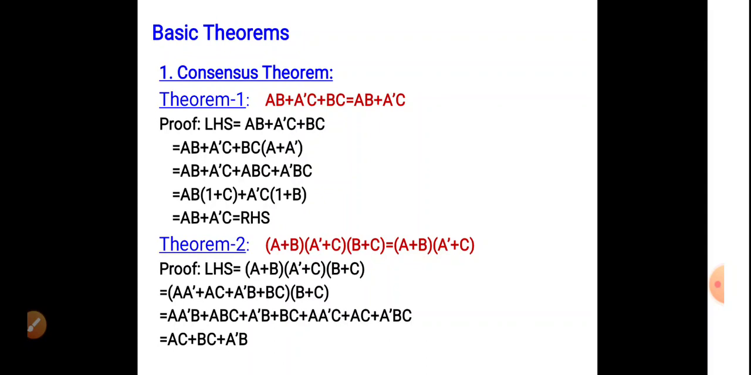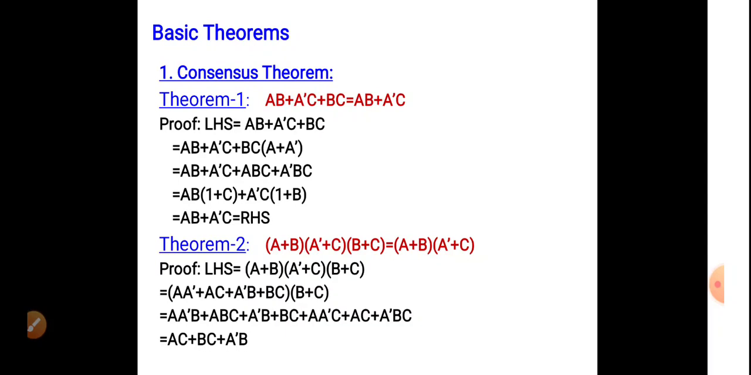Now from the first term and the third term, here the first term is AB and the third term is ABC. From the first and third terms, I am taking AB as common. If I take AB, the leftover is 1 plus C. Similarly, from the second and fourth terms, I am taking A bar C as common, so the leftover is 1 plus B.